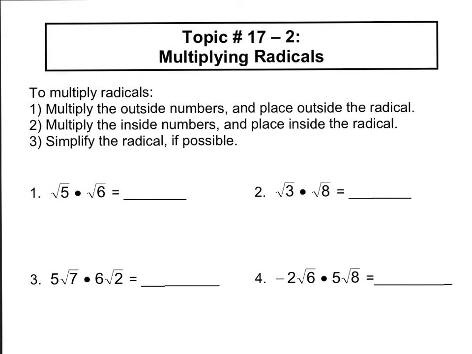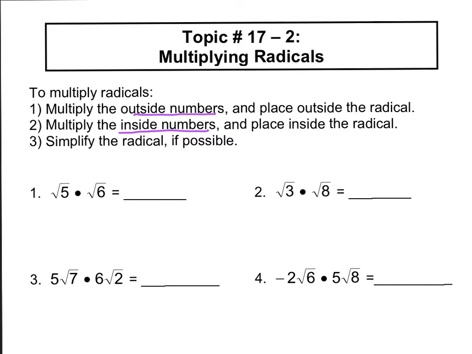Multiplying radicals doesn't have as many rules as adding or subtracting, because you don't have to worry about like terms. Here are the rules for multiplying radicals. Multiply the outside numbers with the other outside numbers and place the result outside the radical. Multiply the inside numbers with the inside numbers and place the result inside the radical. Then, if you need to, break the radical down and simplify.